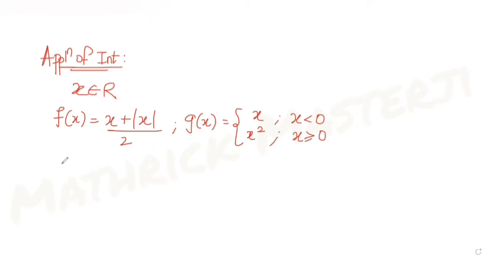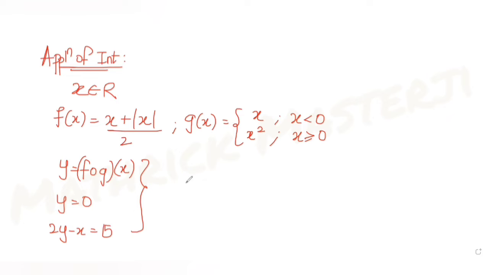Then the question asks us to find the area bounded by the curve y equals f of g of x and the lines y equals 0 and 2y minus x equals 15. So we have to figure out the area between these three regions, and we have to answer what this area is equal to. Let's see how to solve this question further.